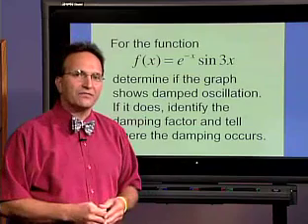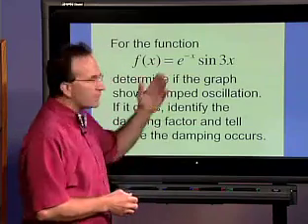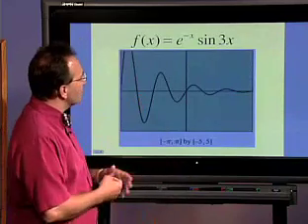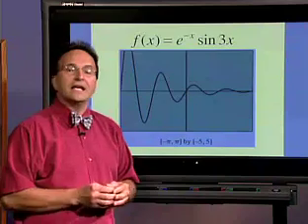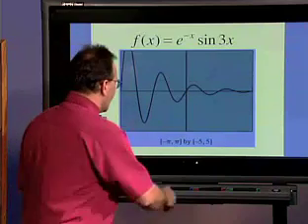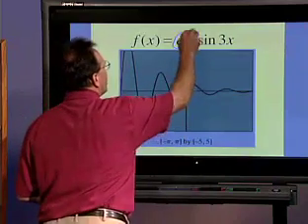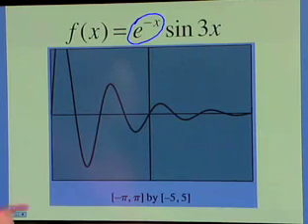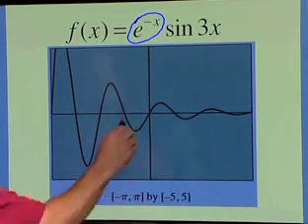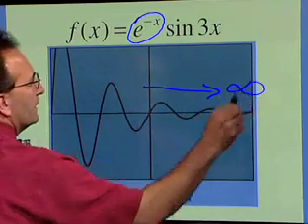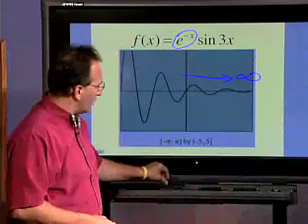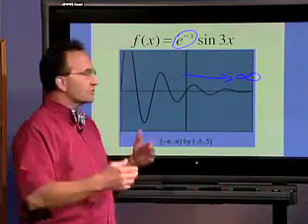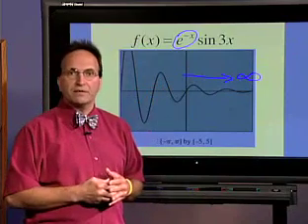Welcome back. Let's find out how you did on this. We would plug this into our grapher, graph it, and notice that, yes, in fact, it is damped oscillation. The damping factor is e to the negative x, and it's damped as x goes to infinity. All right. I hope that's the answer that you got. It was similar to a previous example that we've done.